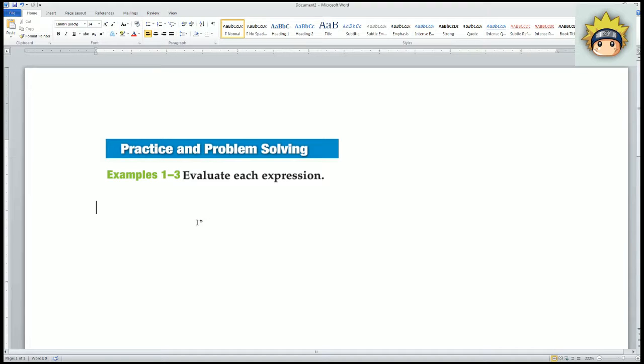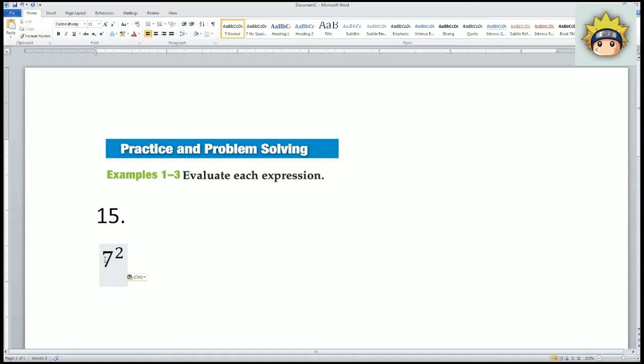This homework is going to be covering page 13, problems 15, 18, 21, 28, 30, 34, and 37. We'll start at number 15. Number 15 asks us to evaluate each expression.